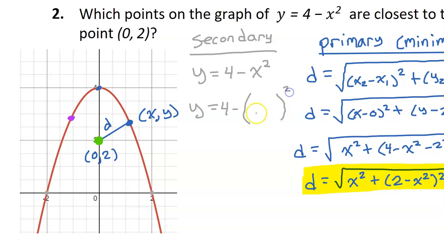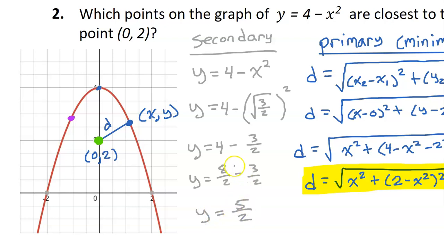But remember, x was the square root of 3 over 2. Well, that was one of them. The other one was negative. If we square this, the radical goes away. So we end up with 4 minus 3 over 2. And making like denominators, we have y equals 8 over 2 minus 3 over 2. So y equals 5 over 2.